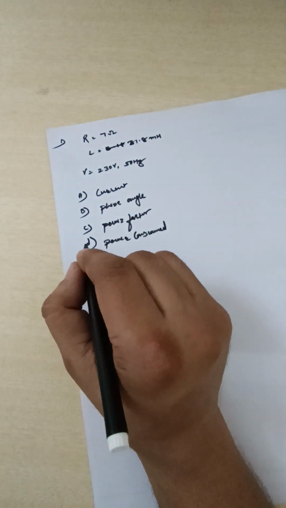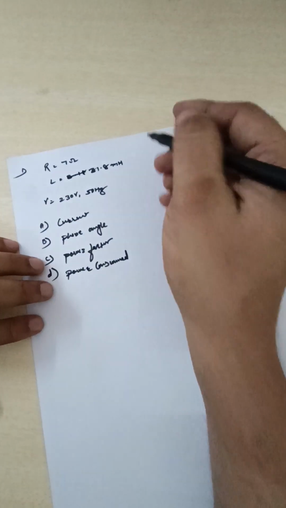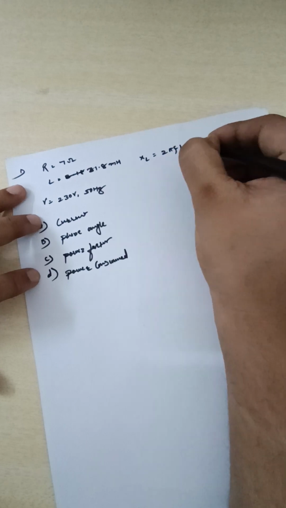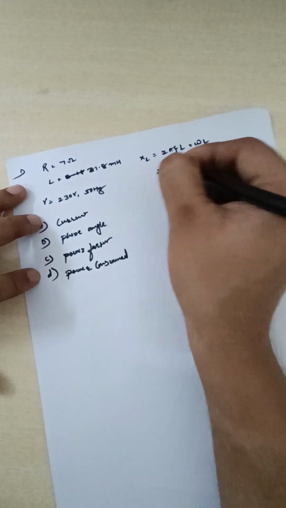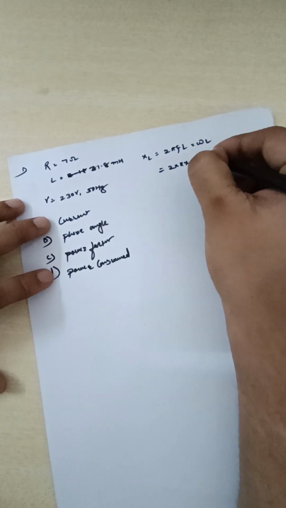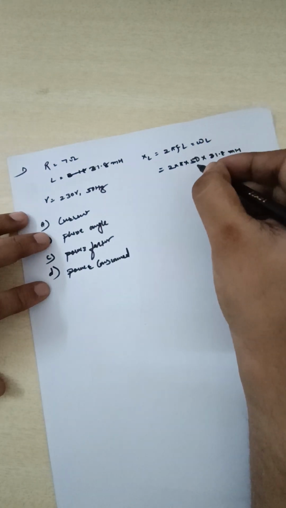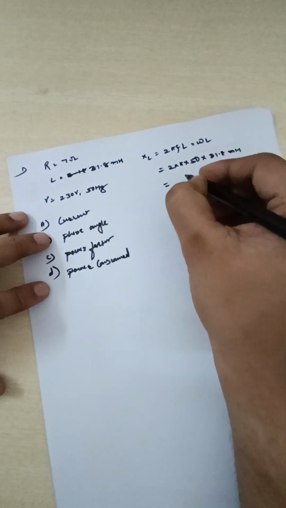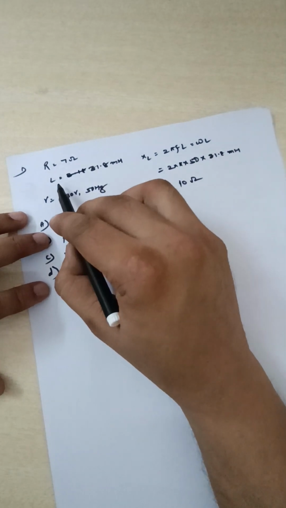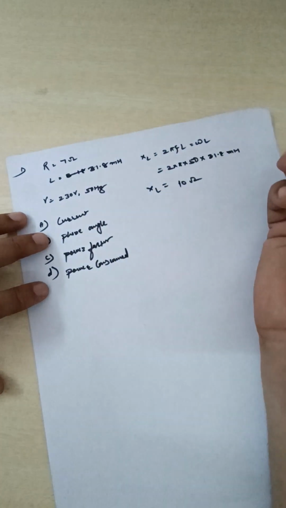Clear? All these four parameters we have to calculate. First of all, L is given, so I will calculate XL. XL is equal to 2 pi FL, because it is omega L. So what will be the value of XL? 2 into pi into frequency, which is given as 50 hertz, and L is given as 31.8 millihenry. So the value of XL will be equal to 10 ohm. Here L is given in Henry and XL is in ohm because it is inductive reactance.